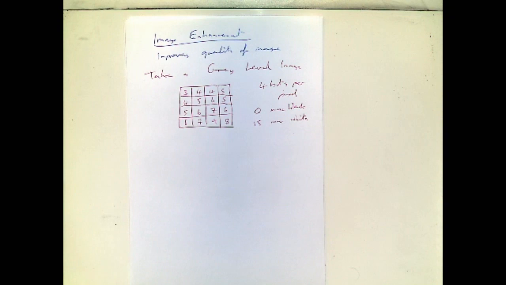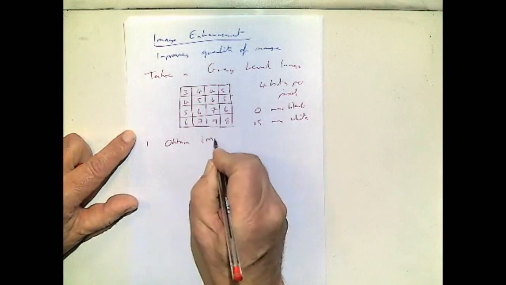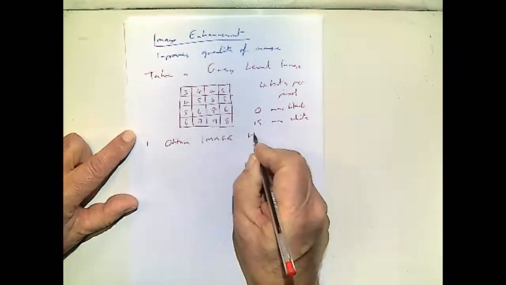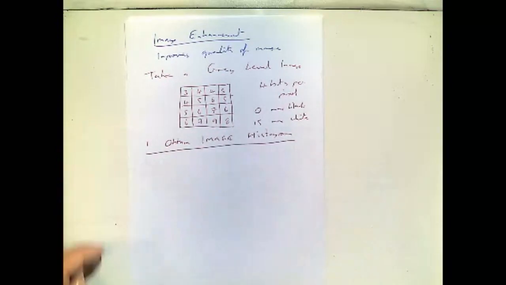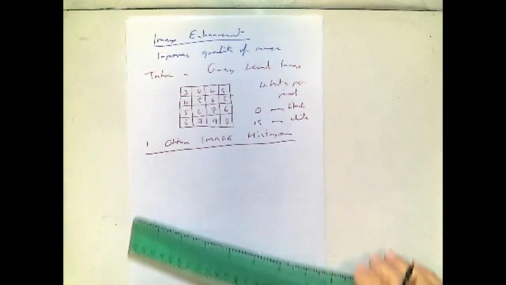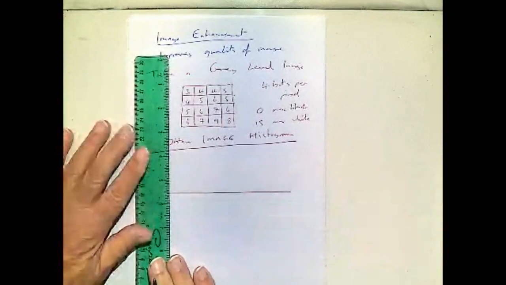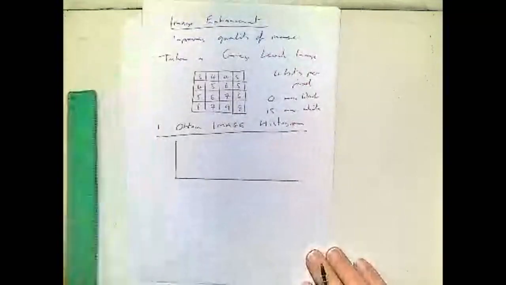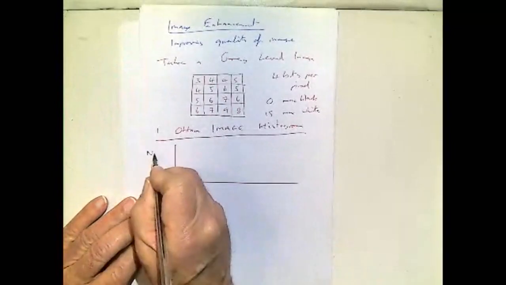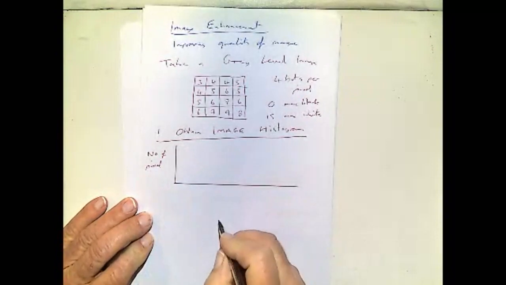Right. The first step in enhancement, 1. Obtain the image histogram. And the image histogram is a graph of the distribution of pixels. It is going to look something like this. It is going to be a graph of the number of pixels against the grey level, intensity.